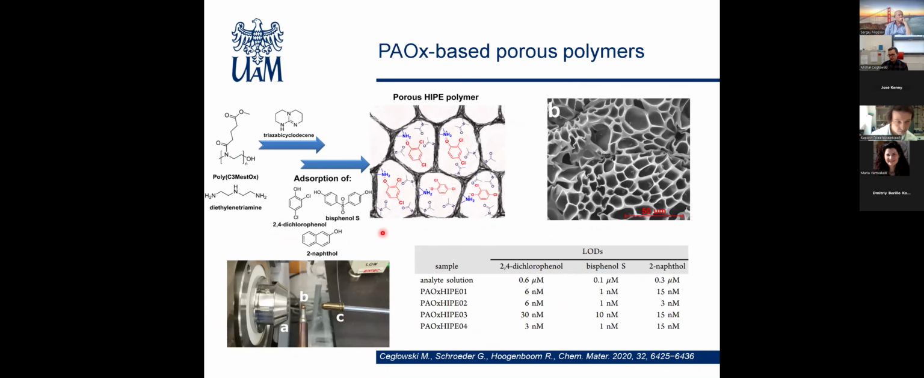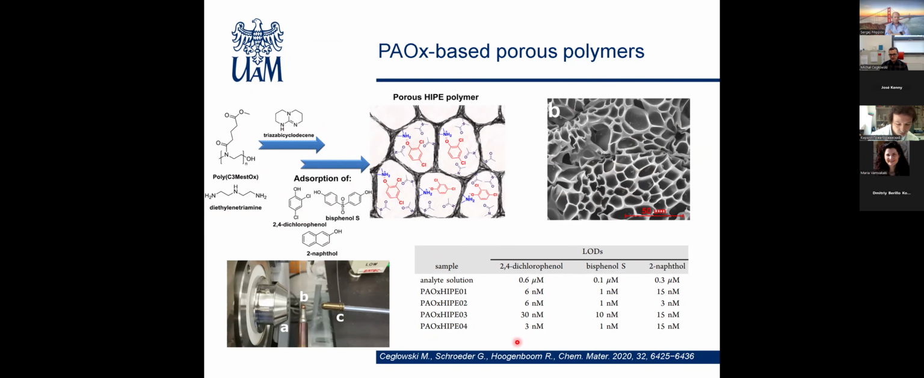Also, we worked with porous materials, so that was the part connected with molecularly imprinted polymers. Here are the porous materials. So in this case, we use the HIPE procedure. So we take the two-solvent system. This time the polymerization, the cross-linking, is actually conducted in the presence of the catalyst TBD. And we use it for adsorption of 2-chloro-difluorophenol, bisphenol S, and 2-naphthol, to get a nice porous structure. Here is just the scheme. Here is the same structure, the same picture.